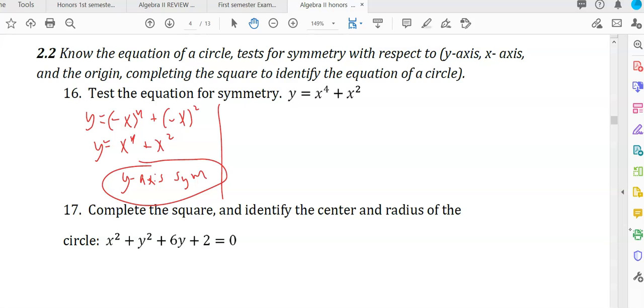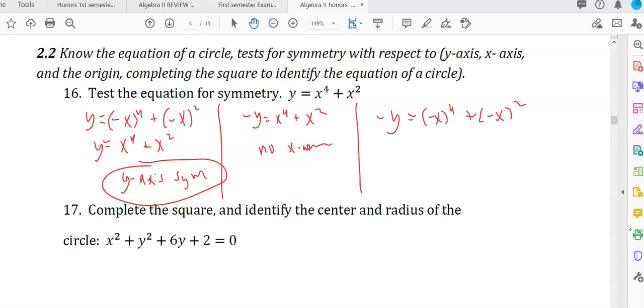If you plug in negative y, it's not the same equation, that's always negative there for y, so there is no x-axis symmetry. Plug in both negative, the left-hand side changes sign, the right-hand side really stays the same. So there is no origin symmetry here.